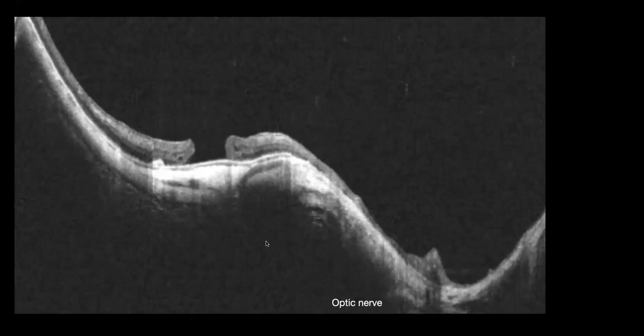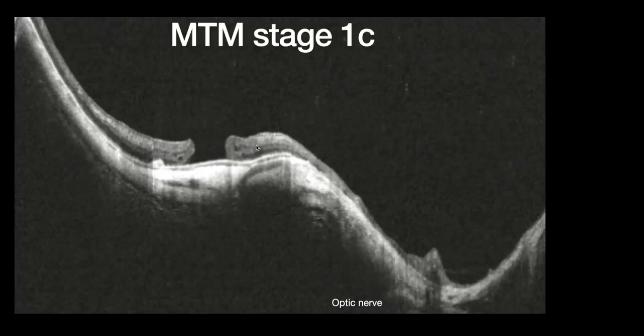Let's start. I would like to hear your voices here and ask you, which stage is this? If you look in the macula, this is stage 1. There is a very mild schisis. You look in the fovea and there is a full thickness macular hole. So this is stage 1C.